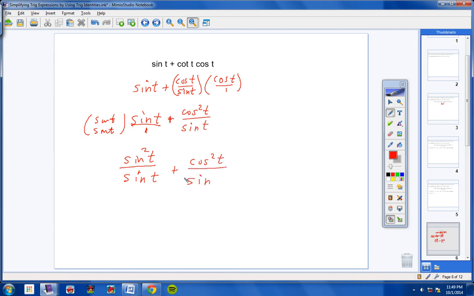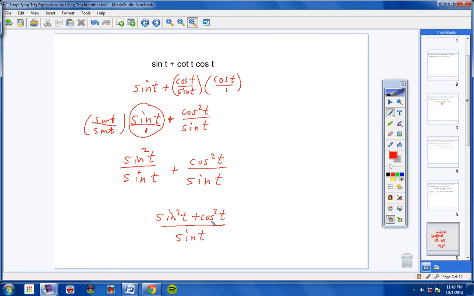So now I have a common denominator. So I multiplied this fraction right here by sine over sine, which I can do. So now I have a common denominator. This is so cool. Watch what happens. You can add your two fractions together. So sine squared plus cosine squared, all over what? Sine. Remember, when you're adding or subtracting fractions, you leave the denominator alone.